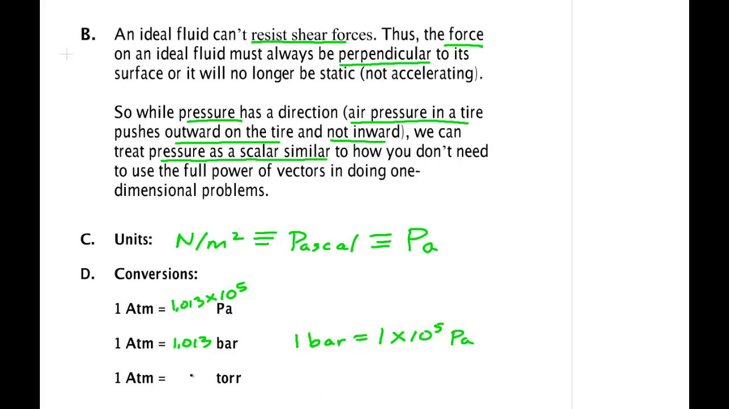Another useful thing is that you talk about things in terms of torr. This has to do with thermometer or barometers. 760 torr is equal to 1 atmosphere. And last but not least, 14.7 pounds per inch squared. This is called a PSI.